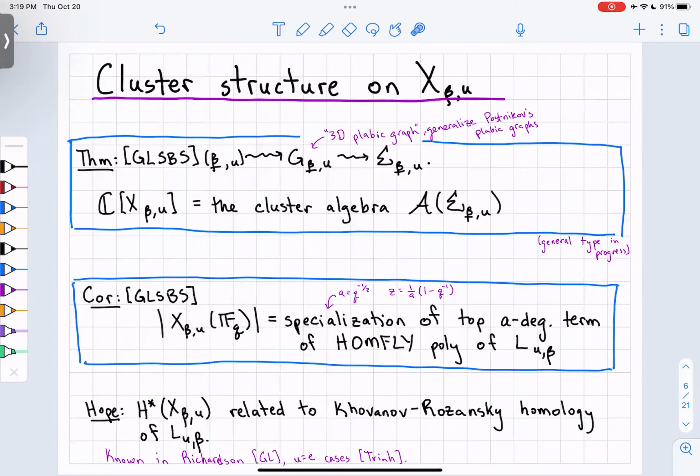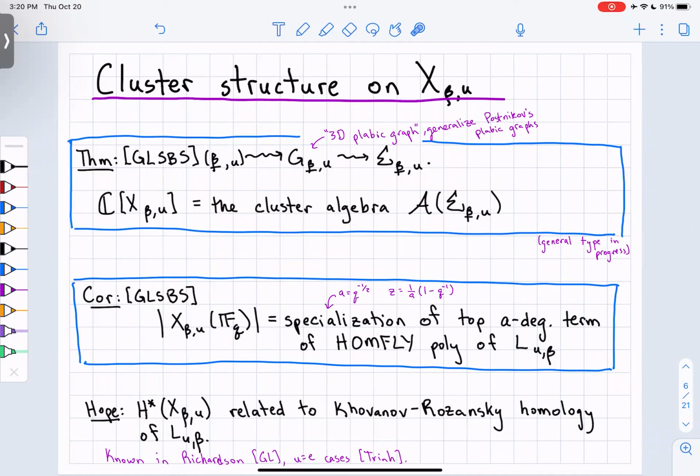Okay, so some corollaries that we get. What we show is that if you consider one of these braid varieties over a finite field and compute the number of points, you get a specialization of a certain term of the HOMFLY polynomial of a link that you obtain from the braid beta. So somehow these varieties have some information about some links. We also prove some results about the cohomology of these varieties as well.